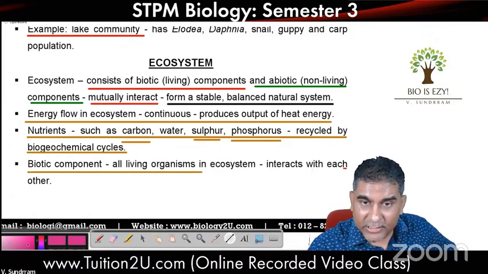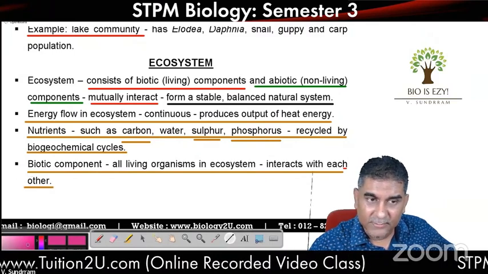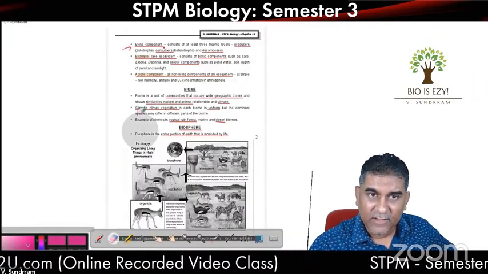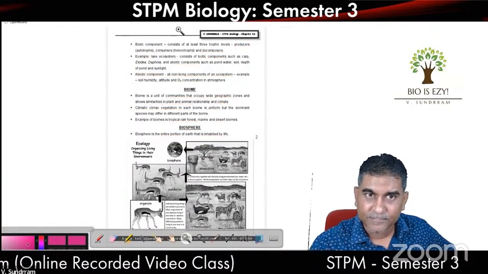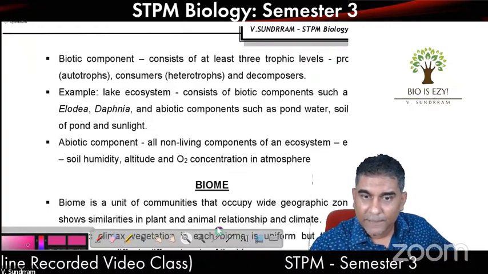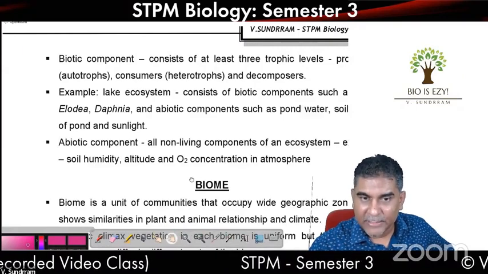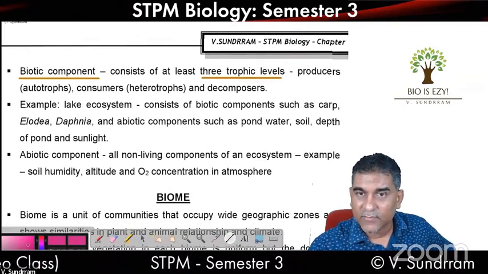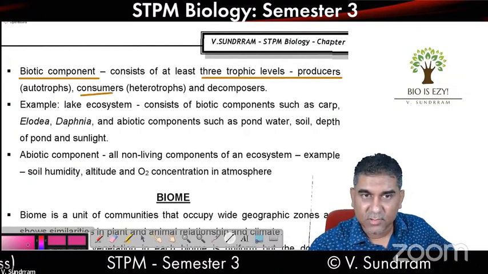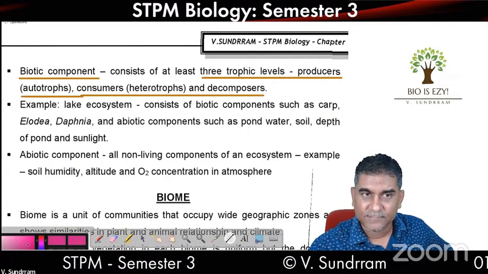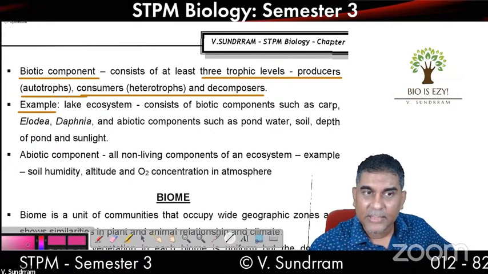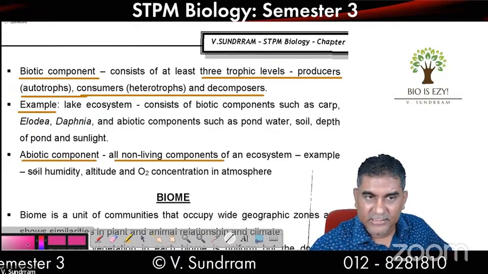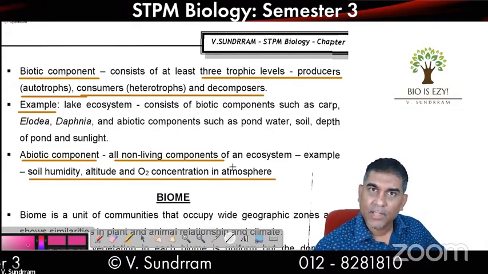How biotic interact with one another. It continues in the next page. We also have abiotic component. Biotic component, we'll explain about biotic later. I'll just underline first. Biotic, 3 trophic levels: producers, consumers, decomposers. Example, abiotic, non-living. Example is all of this.